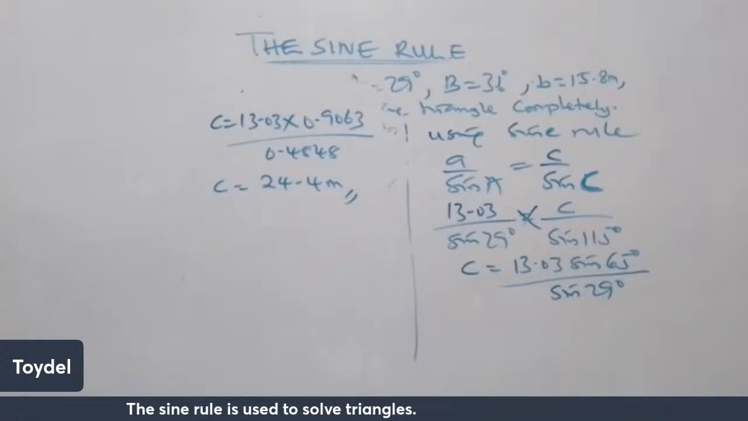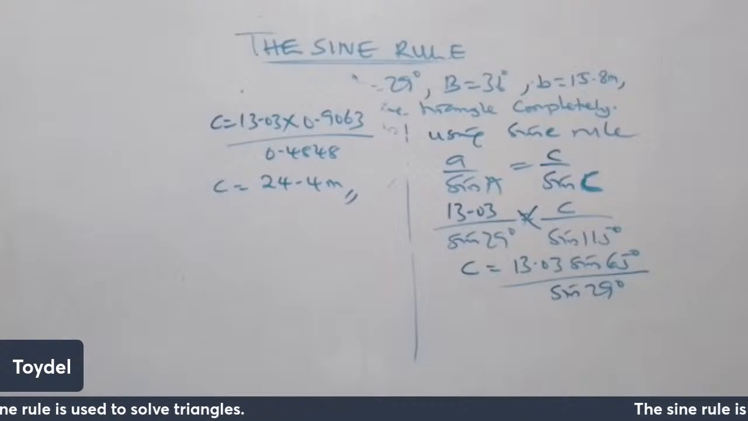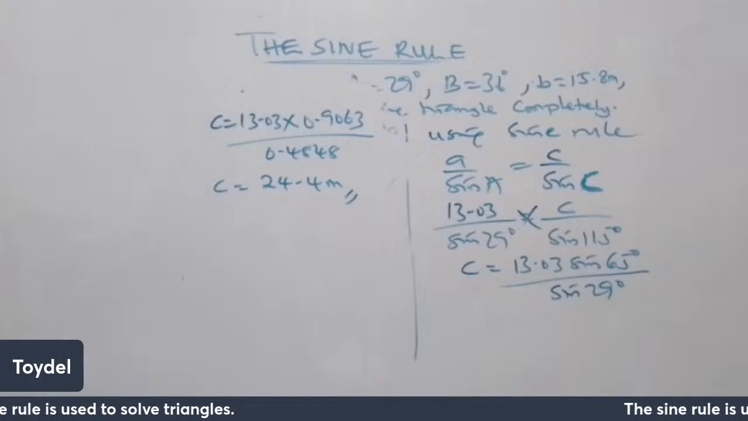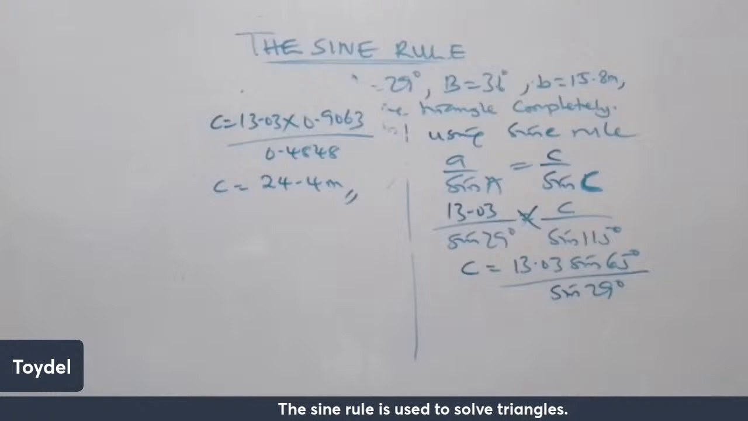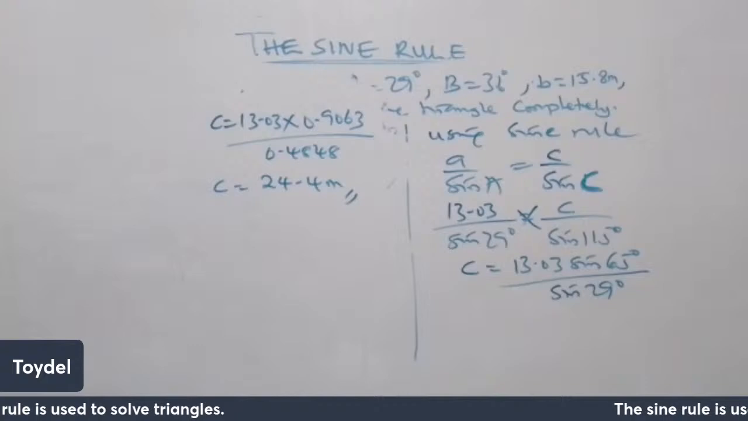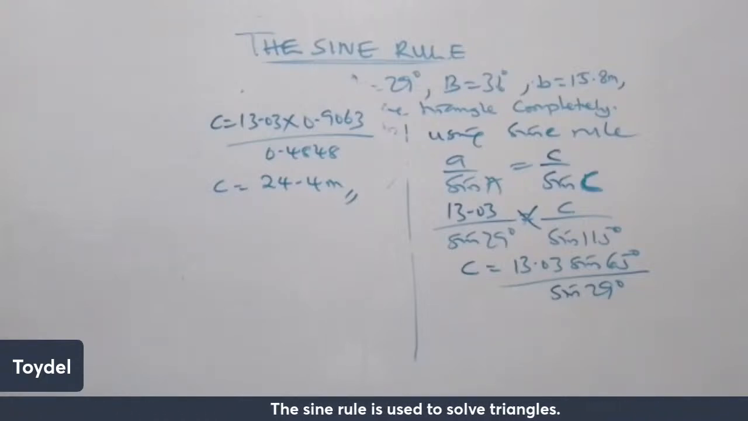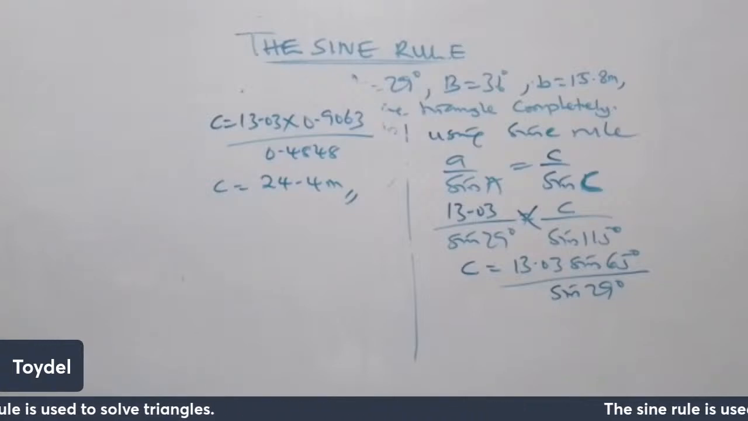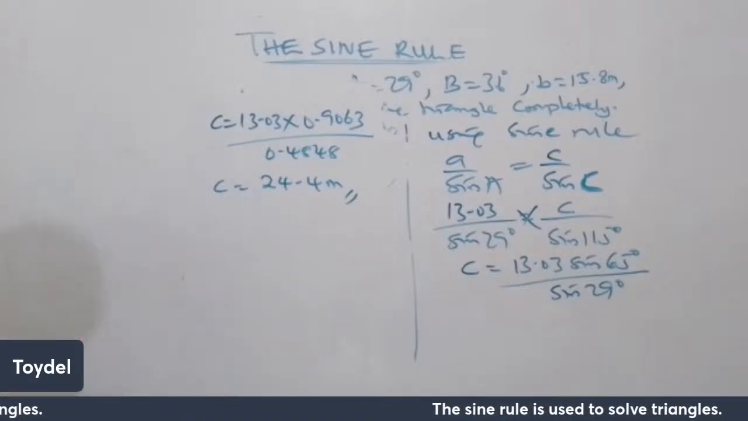Under sine rule, we should note that we must know the condition to use sine rule. We must also know the condition to use cosine rule. The conditions to use sine rule simply mean that we use sine rule to solve a triangle in which either two angles and any side are given, or when you have two sides and the angle opposite one of them. So these are the two conditions to apply sine rule.